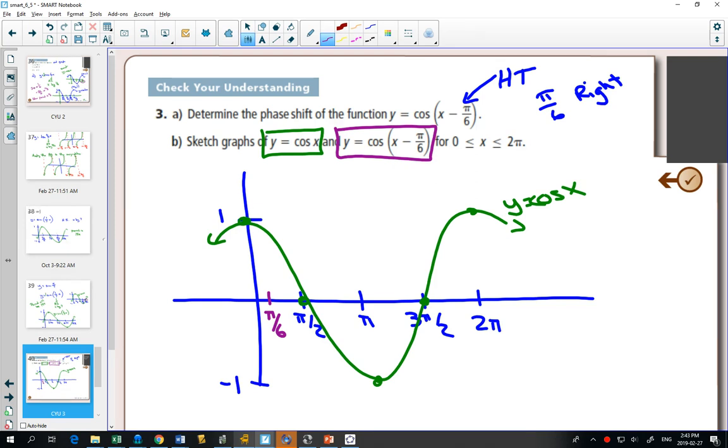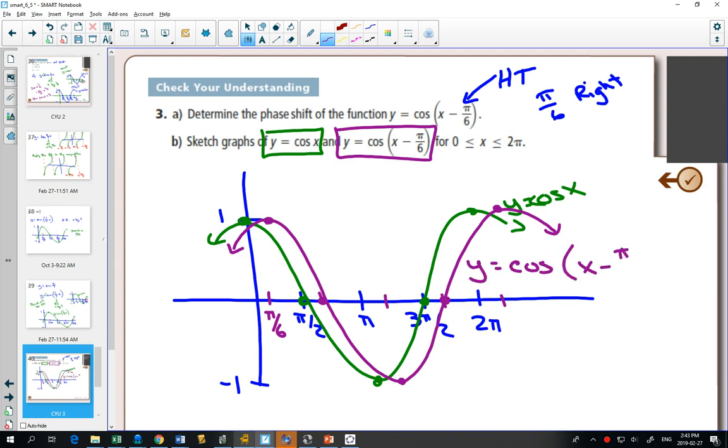So if I take each of these marks and shift it over that much, and take each of these key points and shift them over that same distance, I can draw my new curve. And the purple one is when we're shifted pi over 6 to the right.